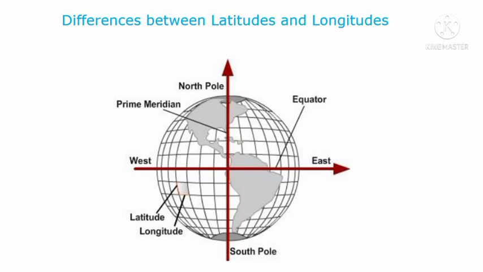The longitudes are semicircles or meridians. Here the latitudes are 180 in number. The longitudes are 360 in number. Here the longest is equator. Here the longest is prime meridian. With the help of these latitudes, we can know the places and also climate. With the help of longitudes, we can identify the places and also we can calculate the time difference.